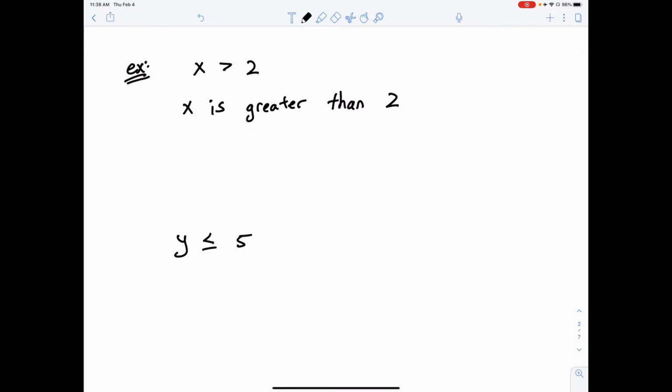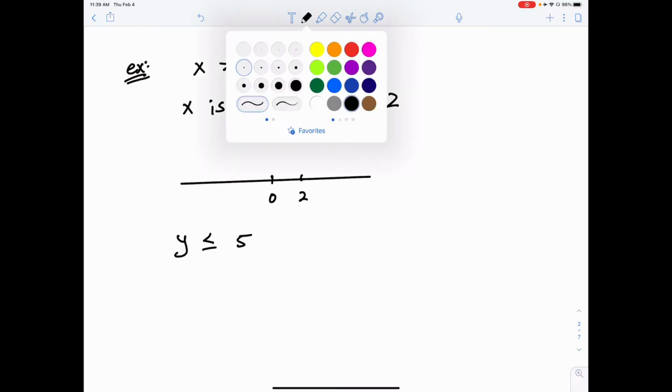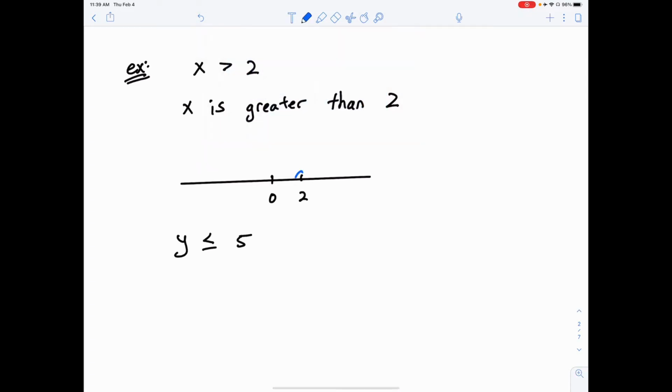Now, how do we draw this out? What we normally do is draw a number line first. We put 0 in the middle, and then we figure out where 2 is. 2 is to the right side of 0, so we can put 2 over here. Now, if you only have greater than and no equal sign, then you have to draw an open circle, like so. Open circle on the number.